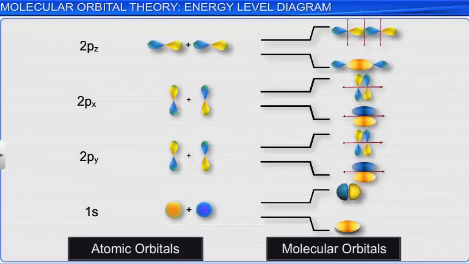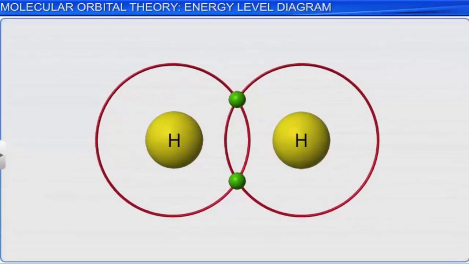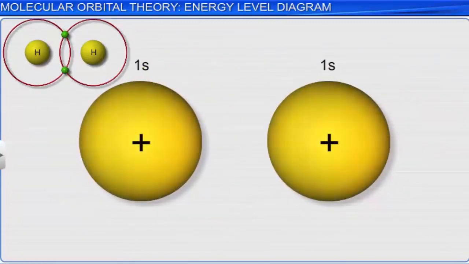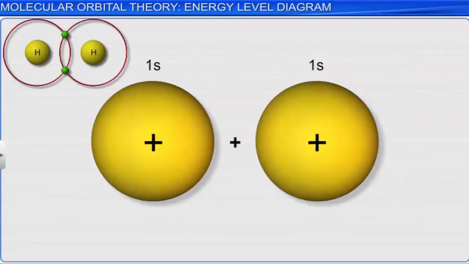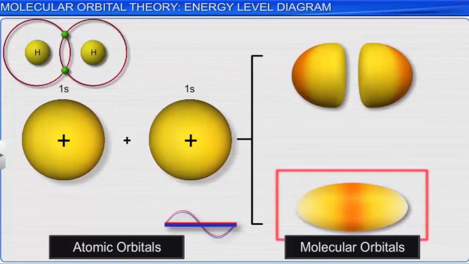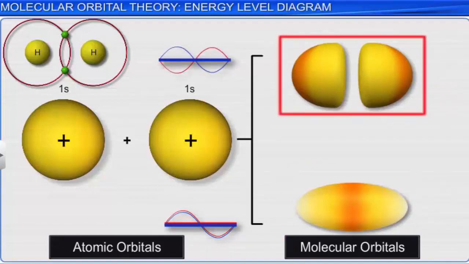As we have learnt, molecular orbitals are obtained by combining the atomic orbitals of the atoms in a molecule. For example, in the hydrogen molecule, each atom has one electron in its 1s orbital. These two 1s orbitals come together to form two molecular orbitals. One of these two molecular orbitals is formed due to the constructive interference of the two 1s wave functions, and the other is formed due to the destructive interference of the two 1s wave functions.